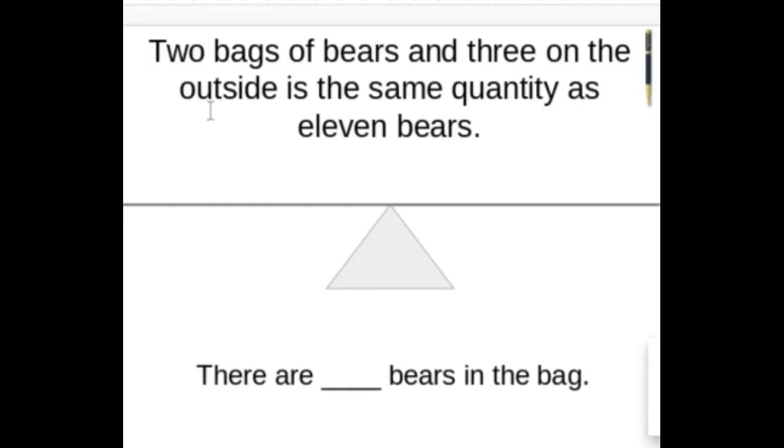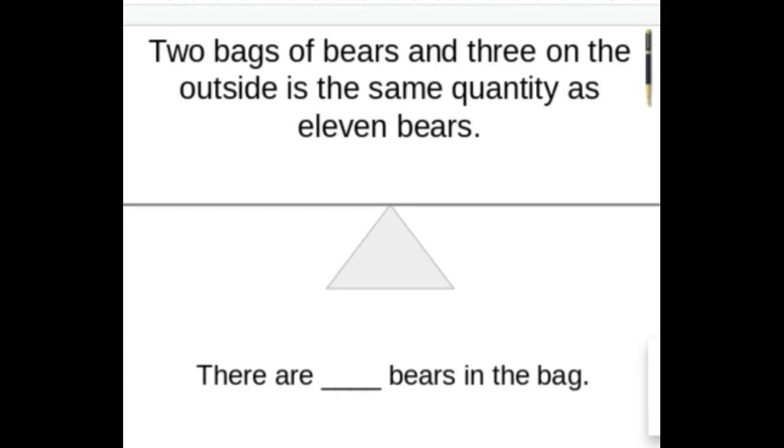All right, so we've got 2 bags of bears and 3 on the outside, same as 11 bears. So we've got 3 on the outside. Remember, we have to mentally take that 3 away. We don't actually want to permanently remove them, right? But just to be able to figure out the rest of the question, we're just going to mentally set them aside for now. So if we do 11 and we've mentally removed 3 temporarily, okay, what does that give us?